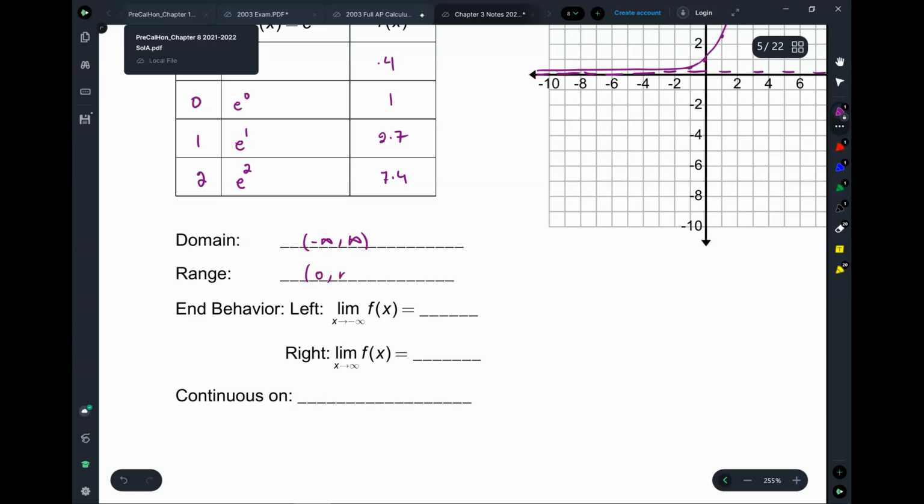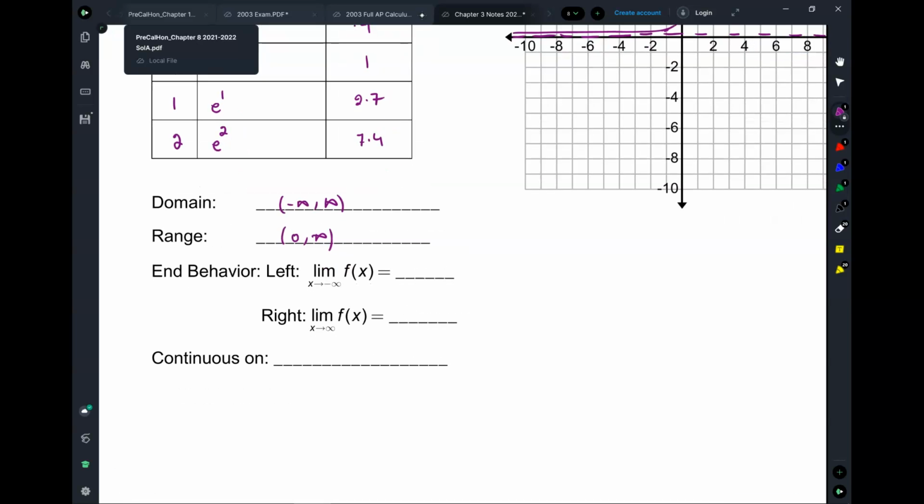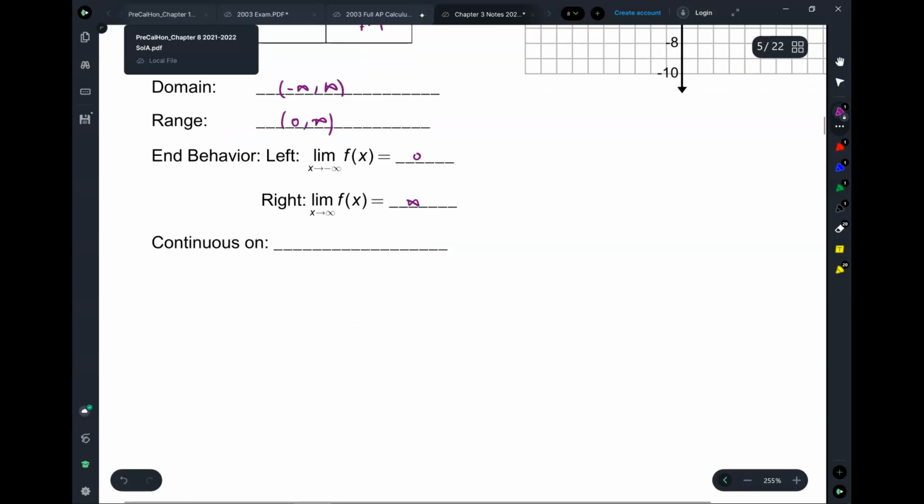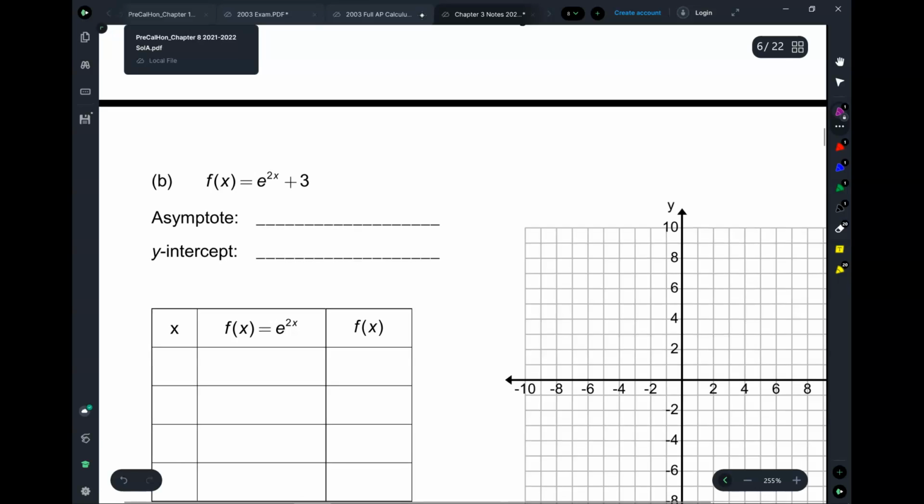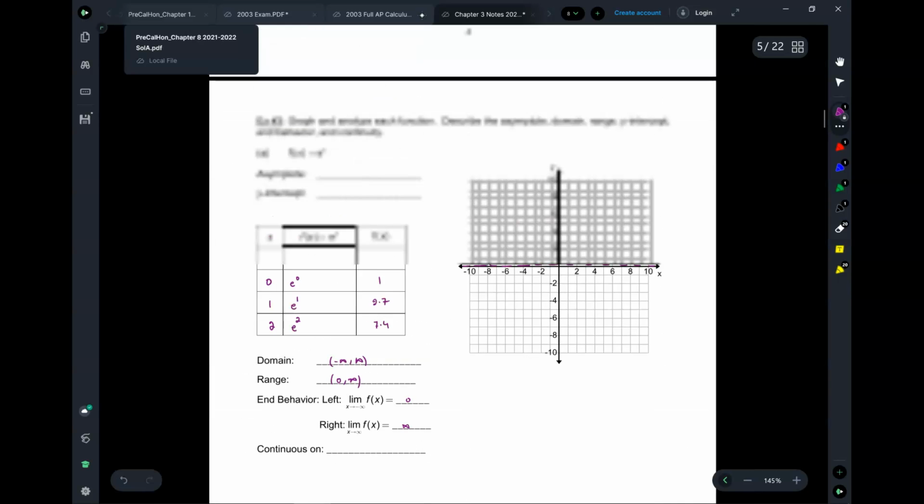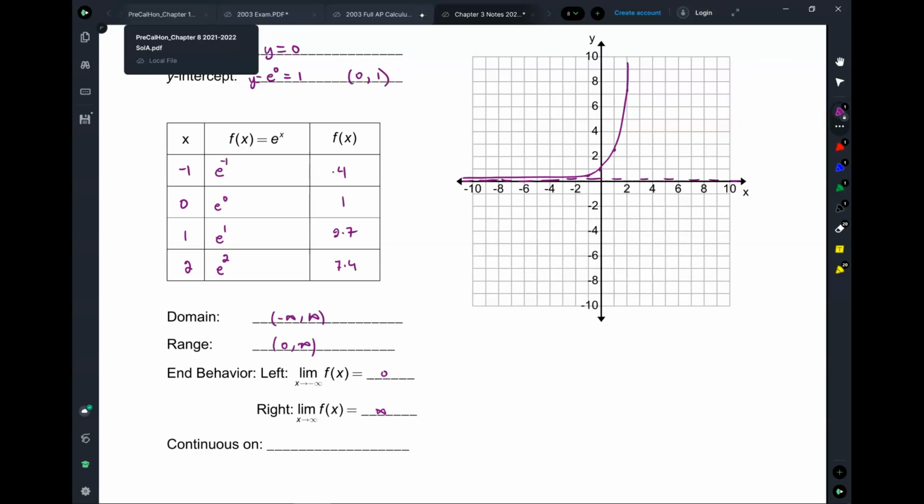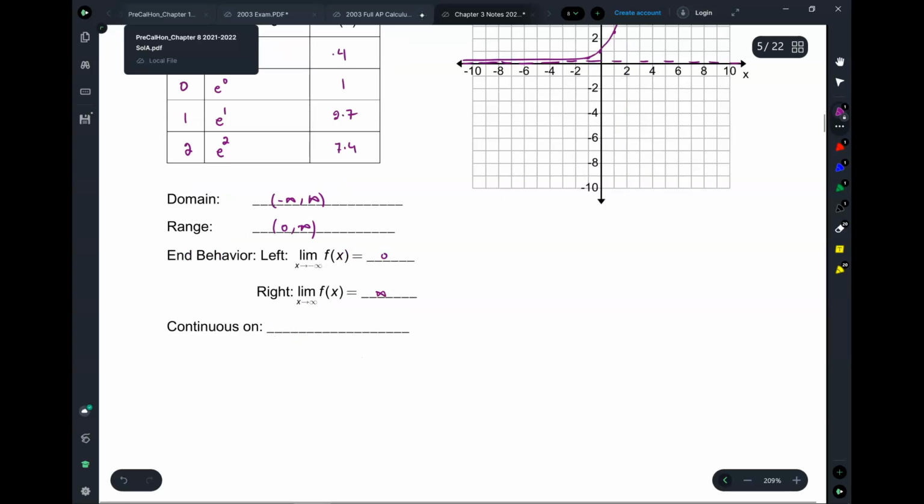Right. So these are your freebies, guys. Negative infinity, 0, and infinity. Okay? And it's continuous everywhere. One more, and then we'll stop. So these are all the same as we did before.